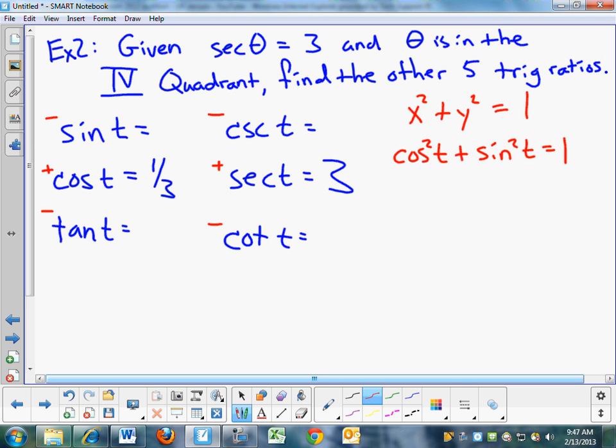It's always true. This is the fundamental trigonometric identity that we use. Now, it doesn't matter whether you think about sine squared or cosine squared or x squared and y squared. It does not matter right now. Okay, go to work.